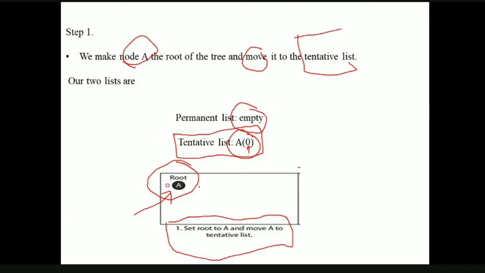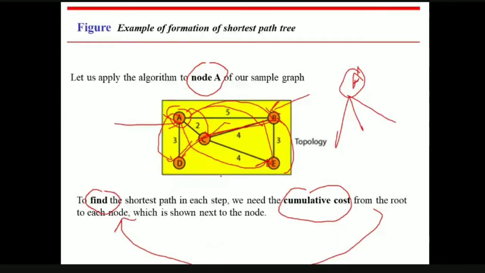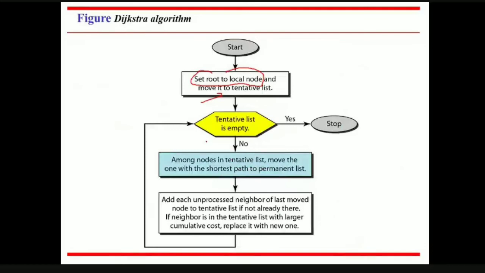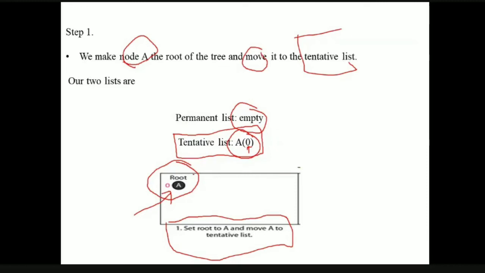Now coming to step 2, we go to the algorithm. What is step 2? Among the nodes in the tentative list, move the one with the shortest path to the permanent list. So what are the nodes in the tentative list now? Only root node A. This is the only node with the shortest path. So remove this node from the tentative list and put it in the permanent list.